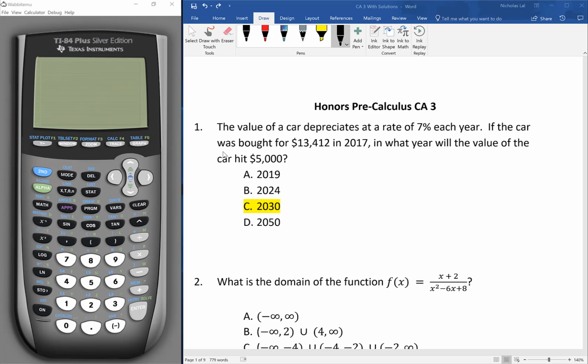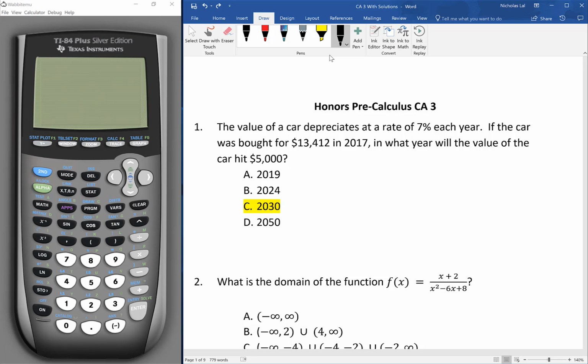The value of the car depreciates at a rate of 7% each year. The car was bought for $13,412 in 2017. What year will the value of the car hit $5,000? So starting off with this problem, we need to recognize this as an exponential decay problem.